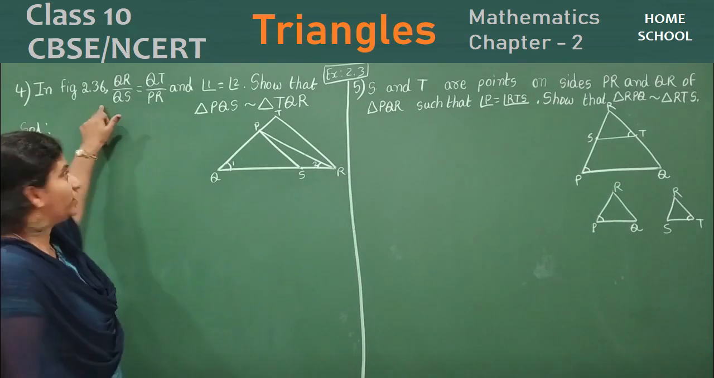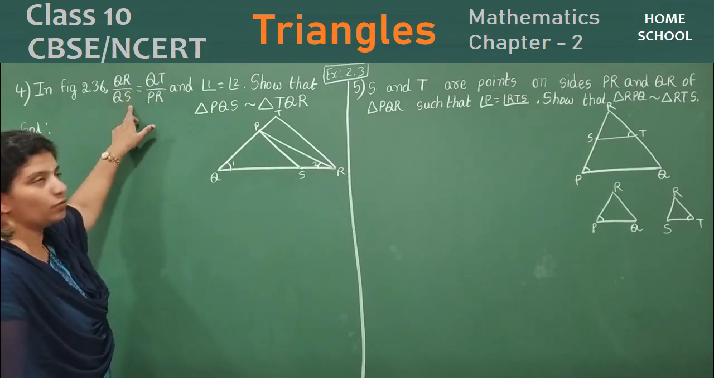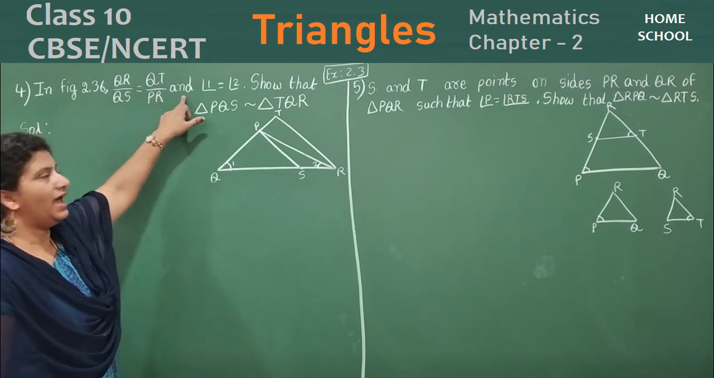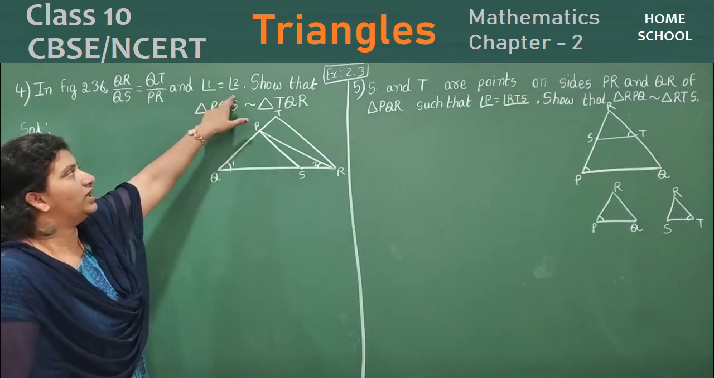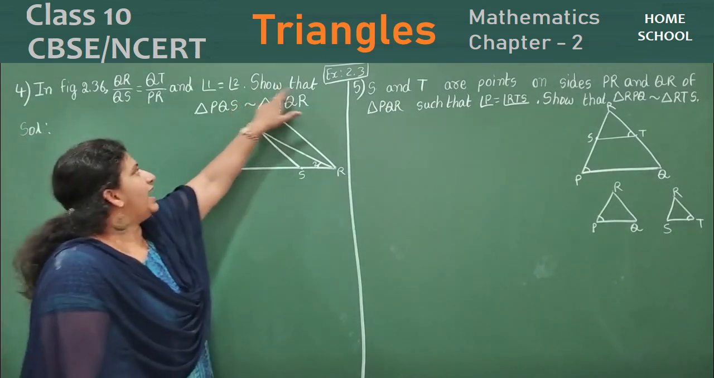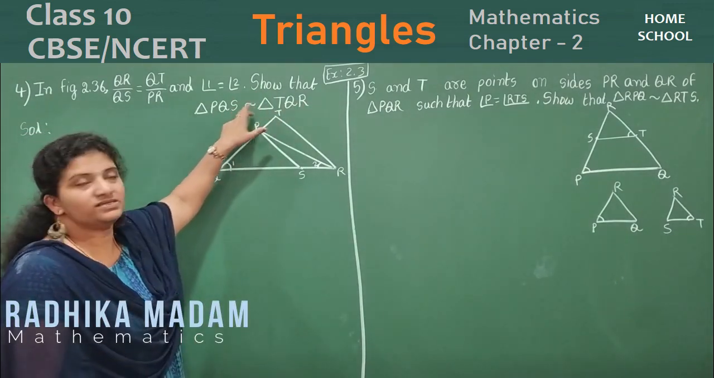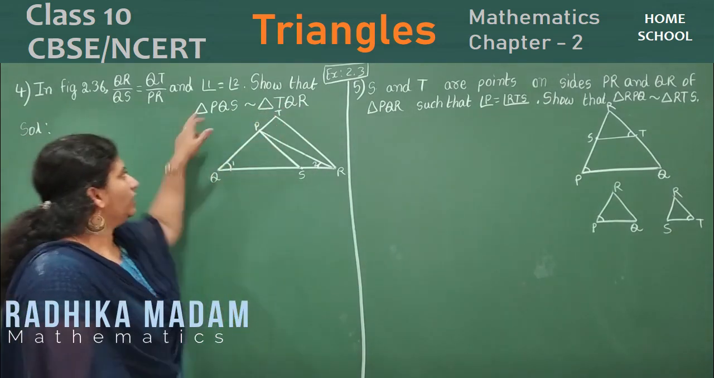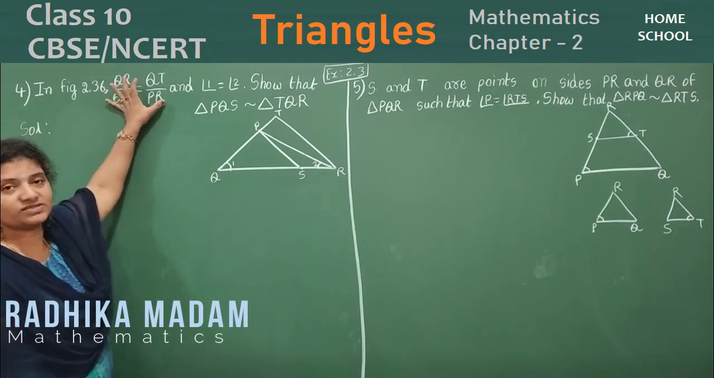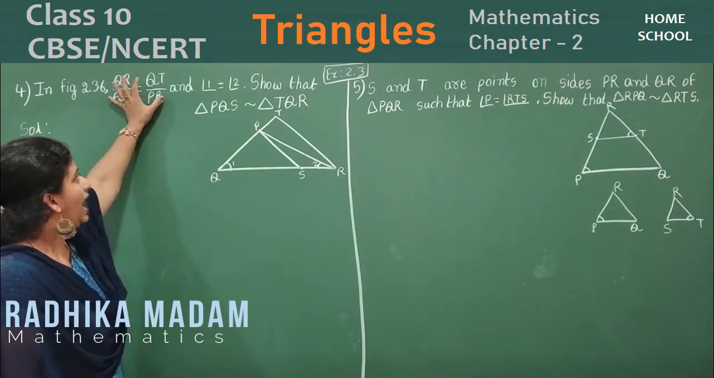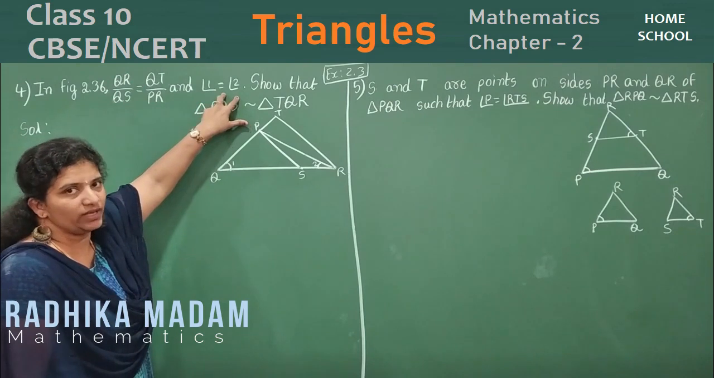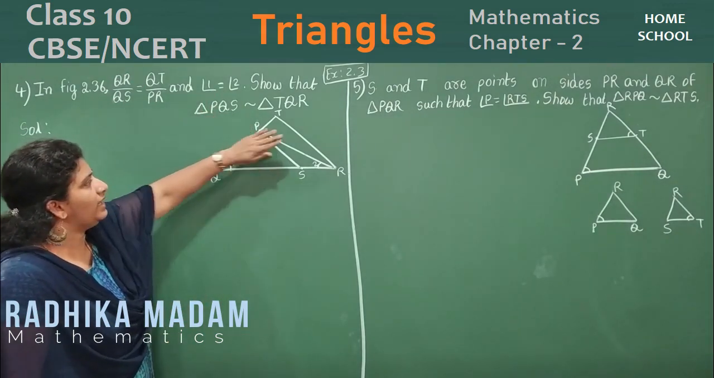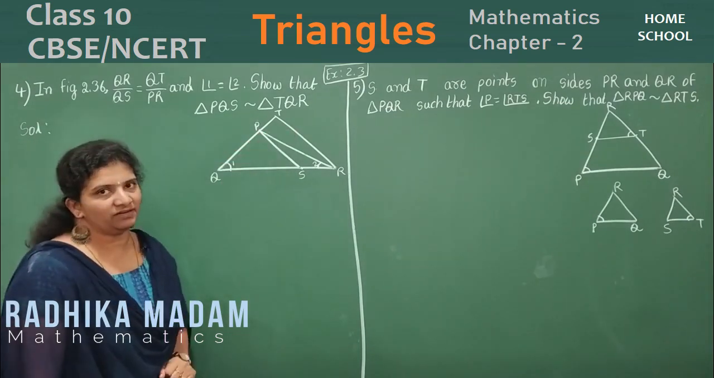In figure 2.36, QR by QS is equal to QT by PR and angle 1 is equal to angle 2. Show that triangle PQS is similar to triangle TQR. Okay, so what is given? The ratios are in proportion and 2 angles are equal. So what we need to prove? We need to prove triangle PQS and triangle TQR are similar.